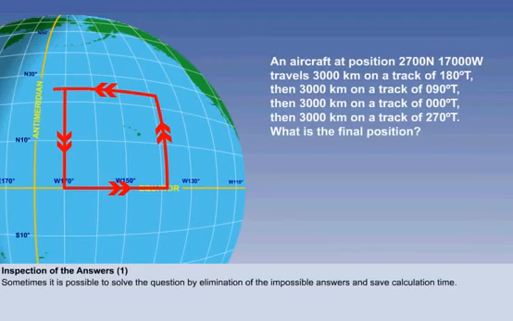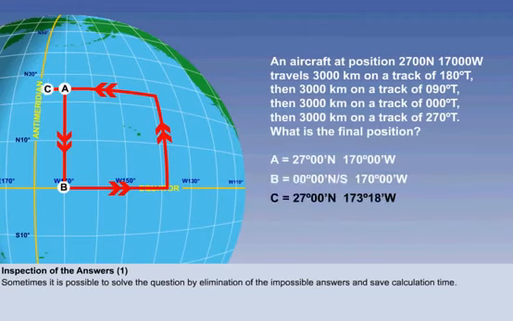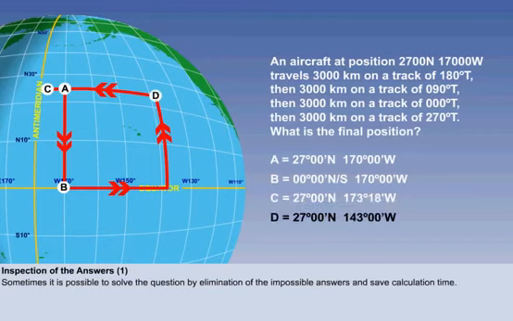The answer options are A. 27 north, 170 west. B. The equator at 170 west. C. 27 north, 173 degrees 18 minutes west. Or D. 27 north, 143 degrees west.